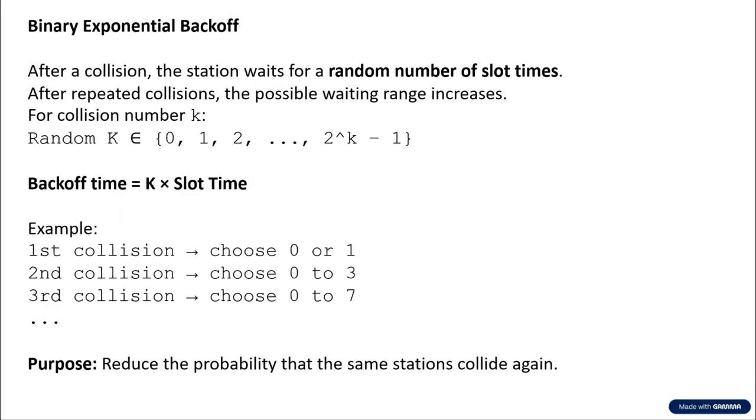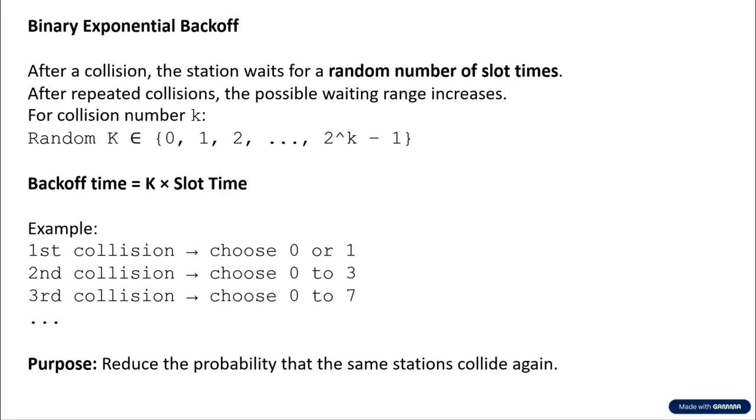So what is this binary exponential backoff? To make sure devices don't keep crashing into each other, they use something called the binary exponential backoff. After every repeated collision, the random waiting range increases exponentially. For example, after the first collision, you pick a short wait time. But after multiple collisions, the possible waiting window grows larger to spread out the traffic.